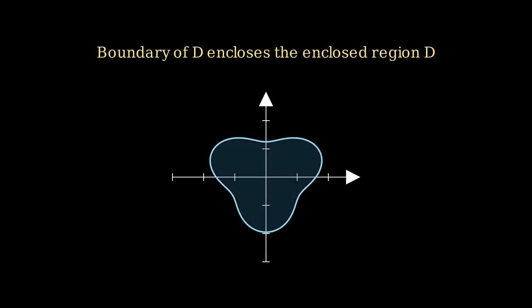The loop itself is called the boundary, and the flat region trapped inside it is called the enclosed region, which we call D. We write the boundary of D as curly D, ∂D. Whenever you see that notation, it just means the closed curve surrounding region D.